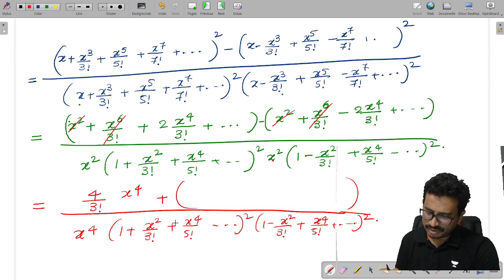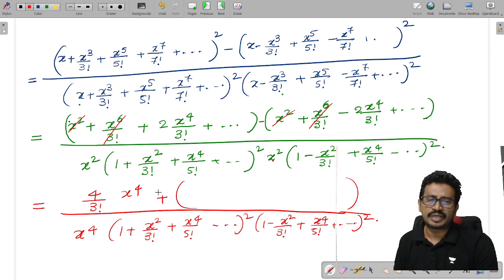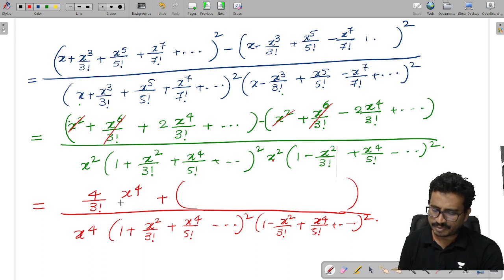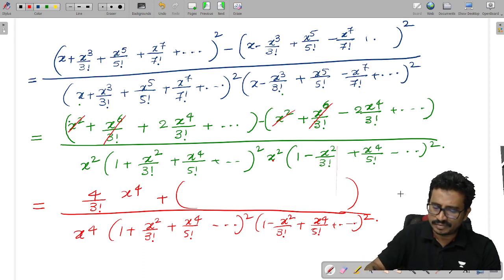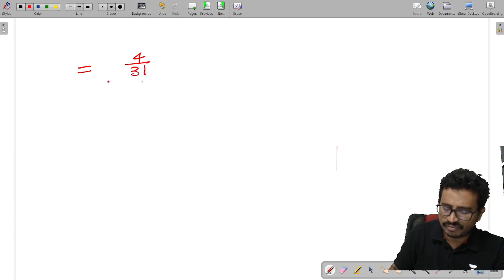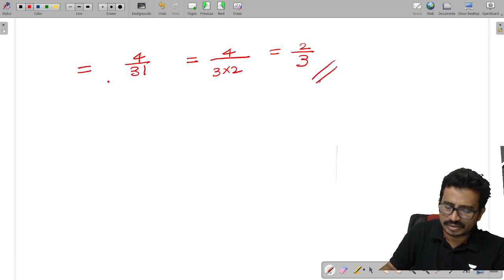You can see now here in all these cases we can take x power 4 out common. All these cases we have taken x power 4 common, then x power 4 will get cancelled now, tell me. Then as a result if I substitute the limit, what happens here, that is 4 by 3 factorial, and in the denominator 1 will be left out. So that's why 4 by 3 factorial, which is equal to 2 by 3, is the answer.